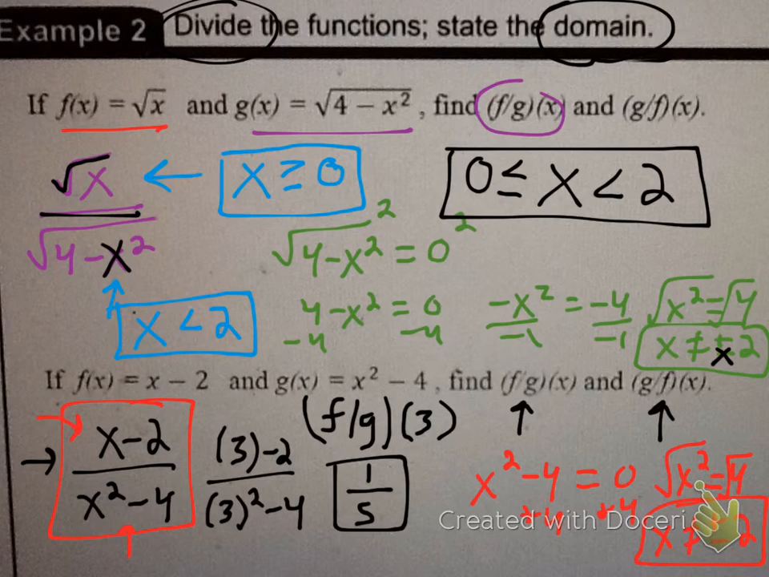And so that's the restriction on my domain. So x is all real numbers, except that x cannot equal plus or minus 2. Because if I had negative 2, negative 2 squared is 4, 4 minus 4 is 0. If I had positive 2, 2 squared is 4, 4 minus 4 is 0. And I can't have 0 in the bottom of a fraction. So that's working with the domain.